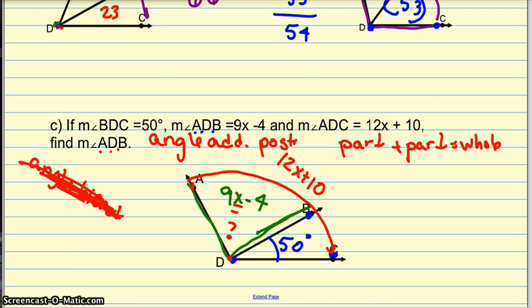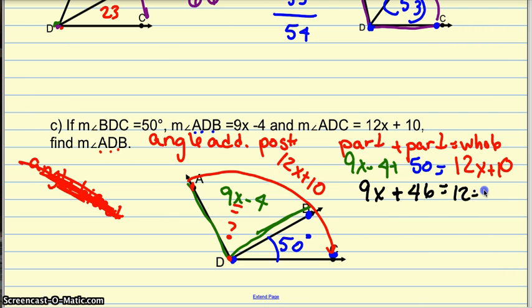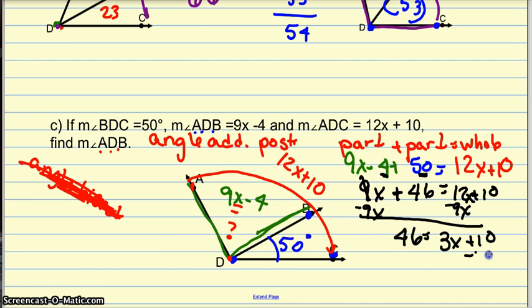So that 9x minus 4, when added to the 50, is going to equal the 12x plus 10. So there's your equation. Let's do some combining. I have 9x plus 46 is equal to 12x plus 10. I combined those two. I'm going to move, whoops, I forgot the x. I'm going to move the 9x over. Move the 10.